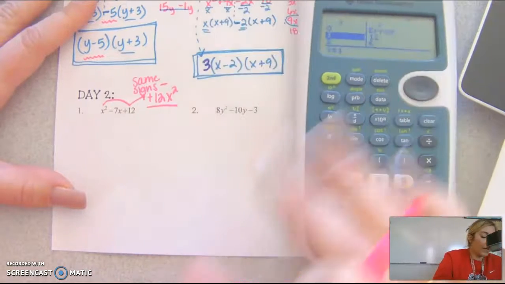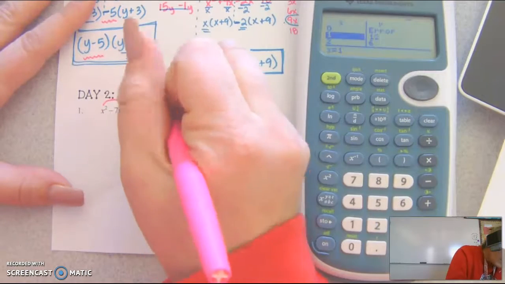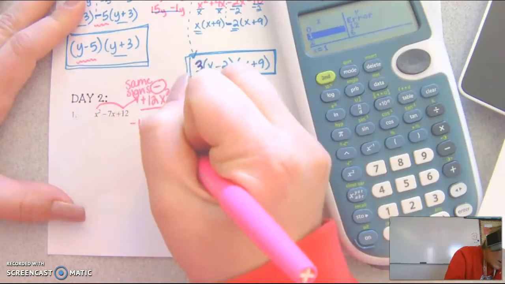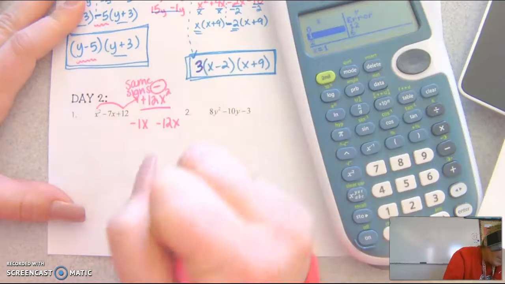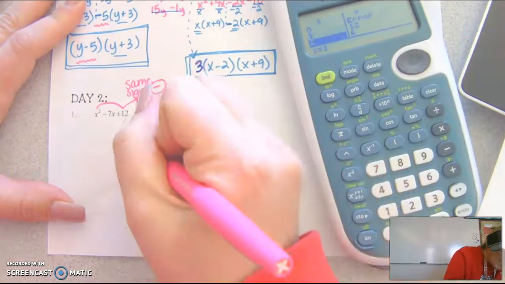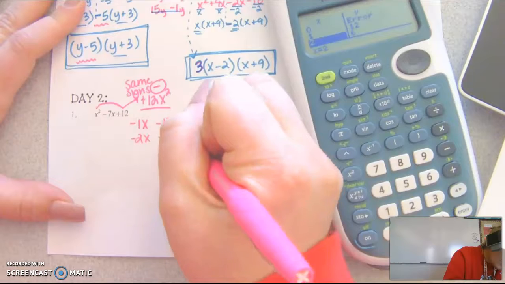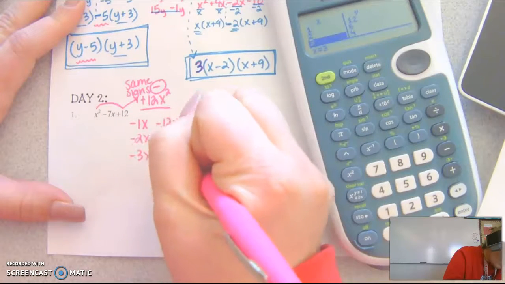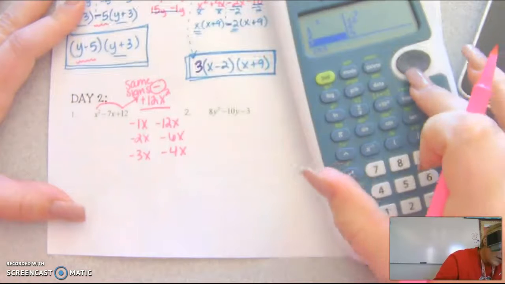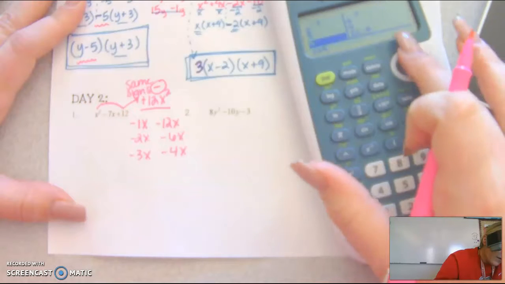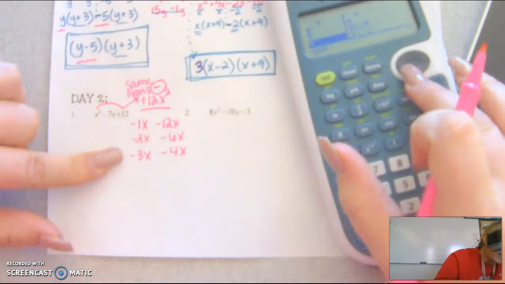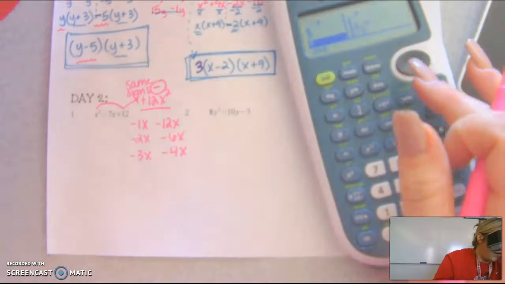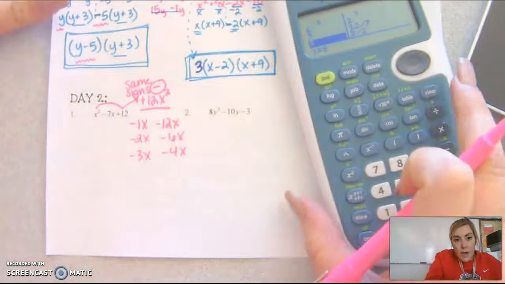So we have 1x and 12x, and since we need the same signs and they both need to be negative, we're going to have negative 1x and negative 12x. We have negative 2x and negative 6x, negative 3x and negative 4x. And if you look, we have another 4 and 3. We already got that one. Whenever it has a fraction, that means it doesn't work, so we don't want those. So I believe that those are all the factors of 12.